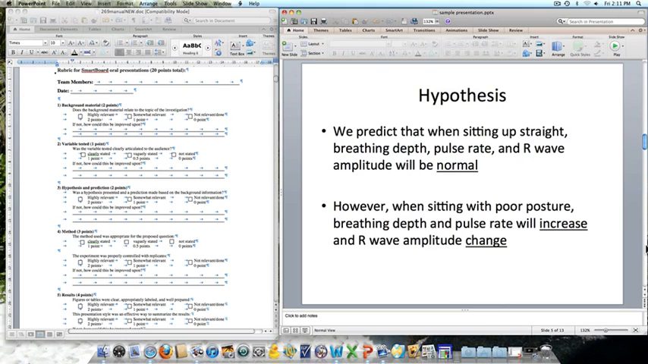So based on the information that they provided with their background material, this group came up with a hypothesis to test. And what they said was that they predicted that when the person's sitting upright, that breathing depth, pulse rate, and the R wave amplitude will be perfectly normal. However, when this person or these people had a poor posture, they speculated that there would be a change in breathing depth and pulse. In fact, this would increase, but that the R wave amplitude would change, but this group wasn't sure in which direction it would change based on their background material.